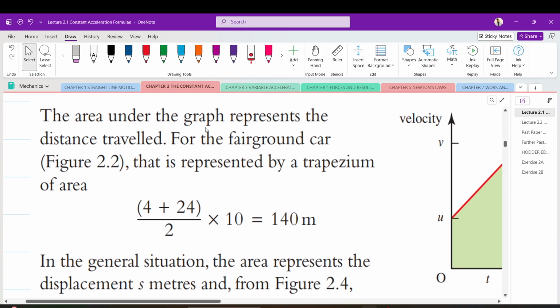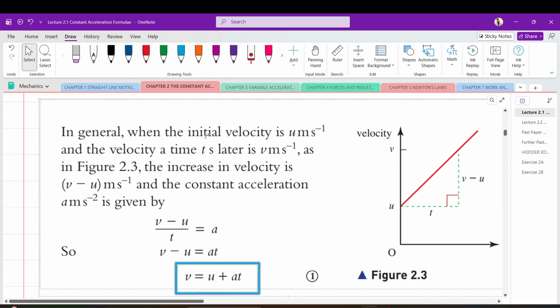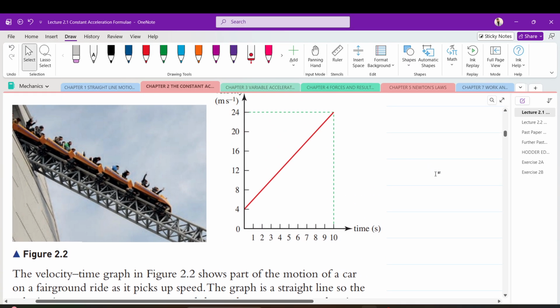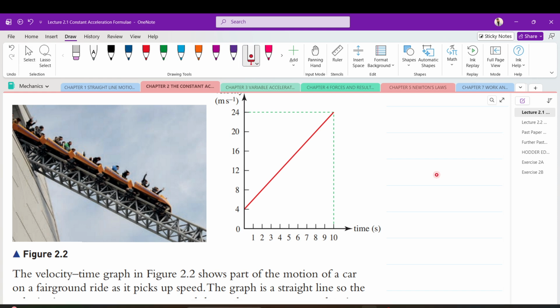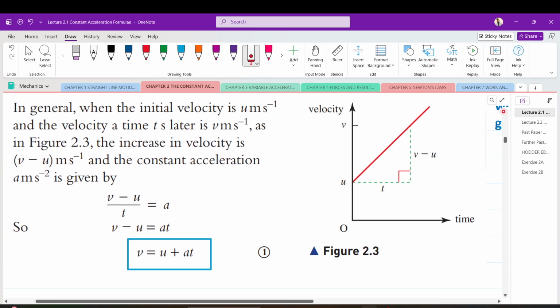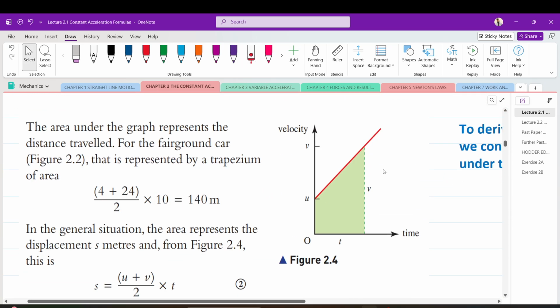If I consider the original graph which was given over here and I want to find out the actual distance, I'm just going to apply the formula for the area of a trapezium. That would be 4 plus 24 divided by 2. So S is equal to half times 4 plus 24 multiplied by 10. Oops, my bad. So that's what we have here as well. The distance would be 140 meters.